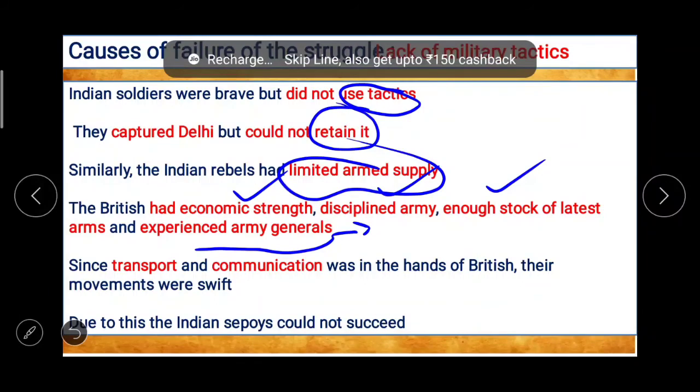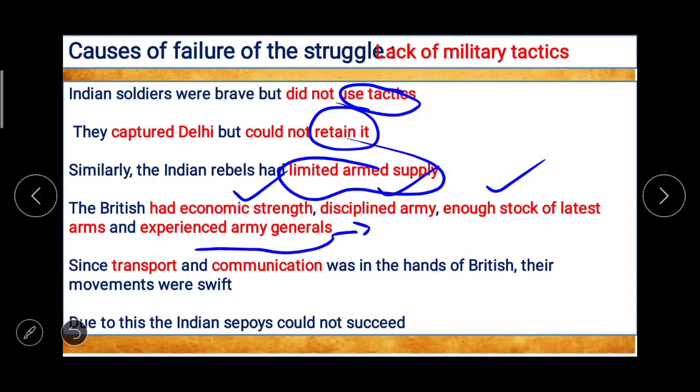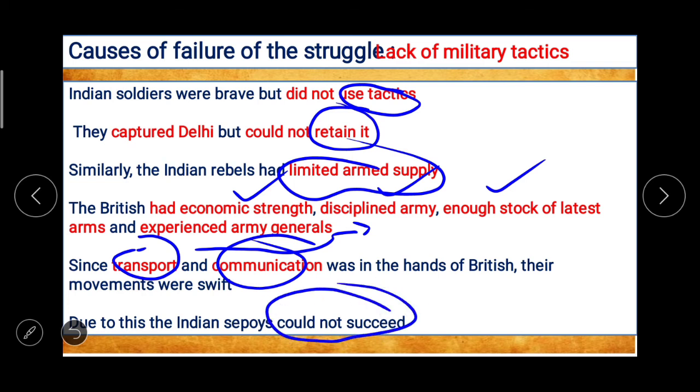And experienced army generals. Since transport and communication was in the hands of British, their movements were swift, and due to this the Indian sepoys could not succeed. Because of the transport and communication, it was very easy for them to reach from one place to another place, or to send messages from one troop to another troop, or from one army center to another army center.